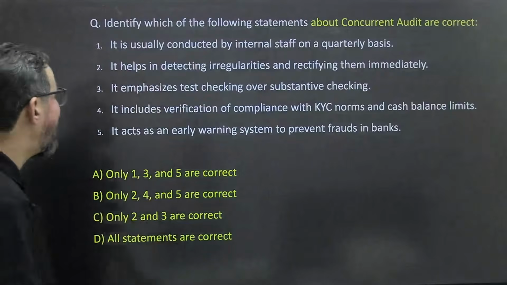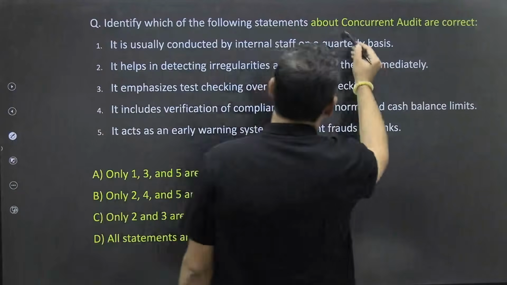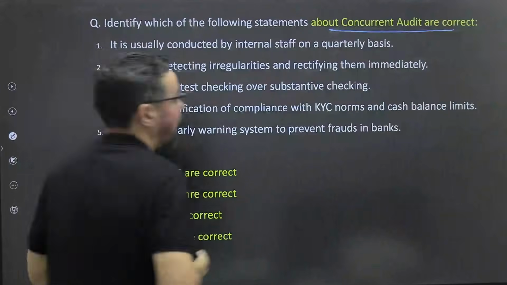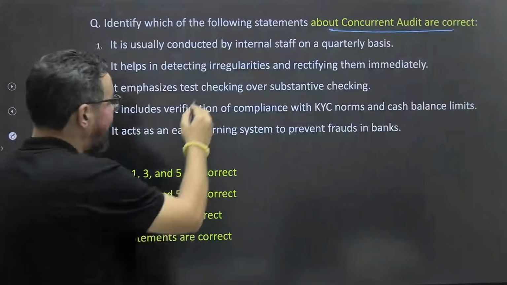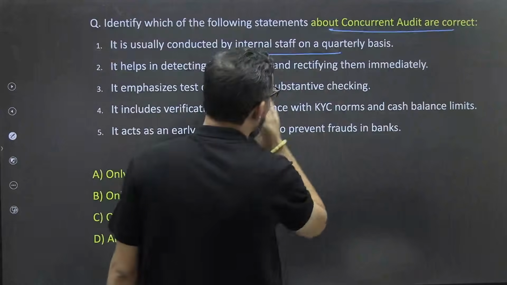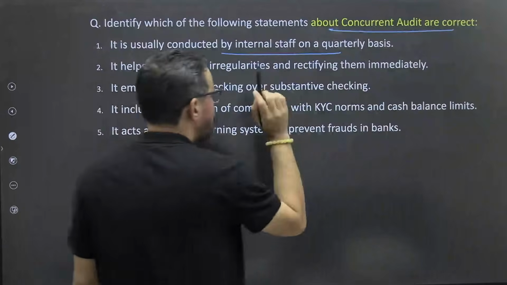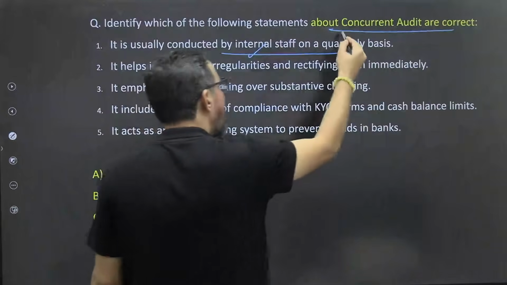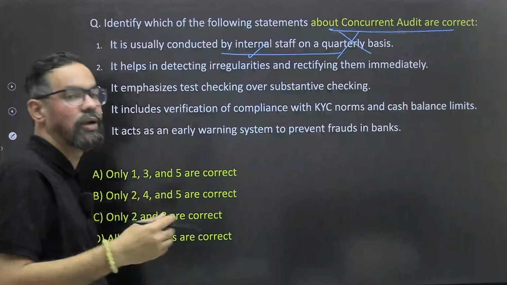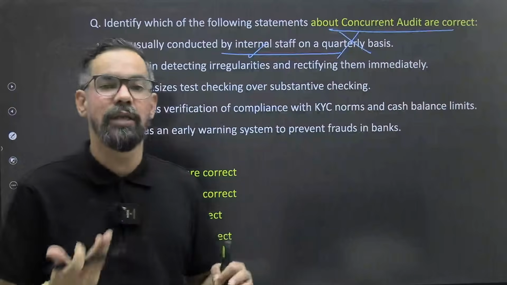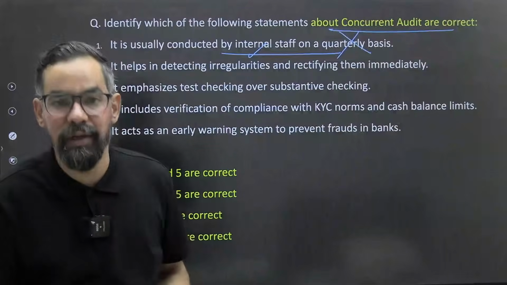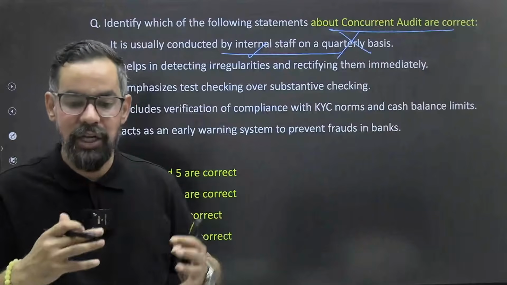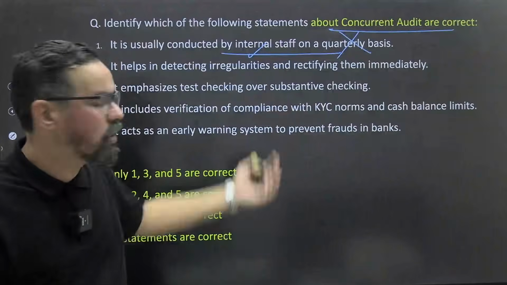Identify which of the following about concurrent audits are correct. This was the question from this year. It is usually conducted by internal staff on a quarterly basis. No, first it is done by internal staff but not on a quarterly basis. It is on a daily basis. Concurrent auditors are basically regular. We do one transaction and cross verify that. Maker and checker, so this is the rule. That is your concurrent audit, right?